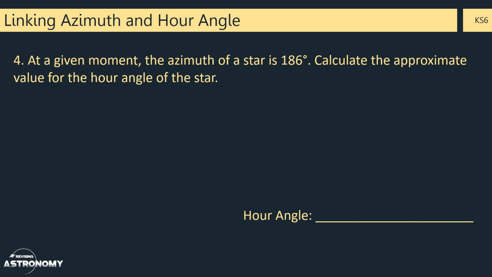At a given moment, the azimuth of a star is 186 degrees. Calculate the approximate value for the hour angle of the star. So we know that culmination point would be 180 degrees. We know that it's 186 degrees, which means it's already past culmination. It's on its way to setting. Therefore, we know that the difference between these is 6 degrees here.